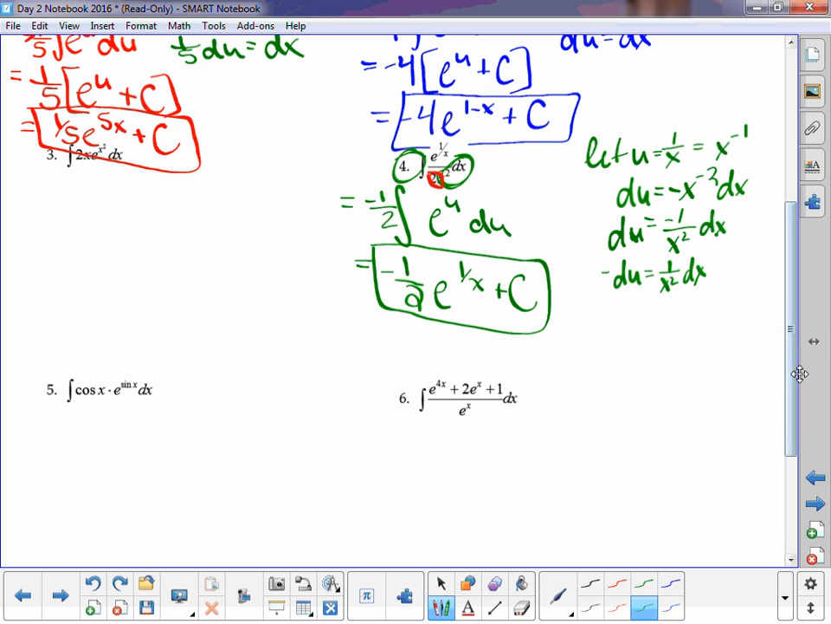Try number 6. Talk with your shoulder partner. What could we do with that? How could we go about that one?